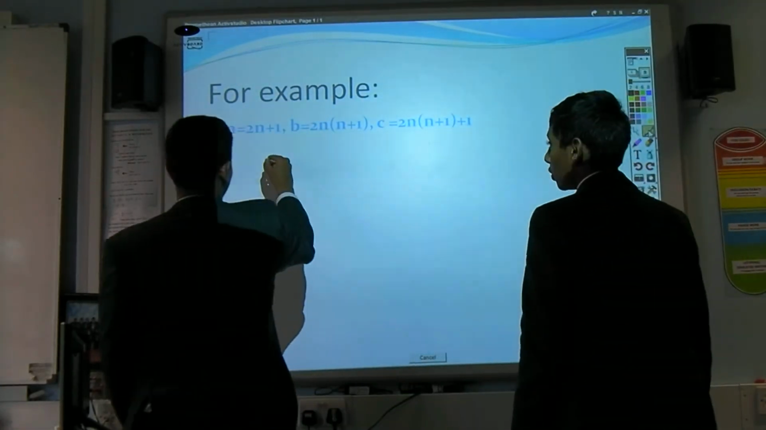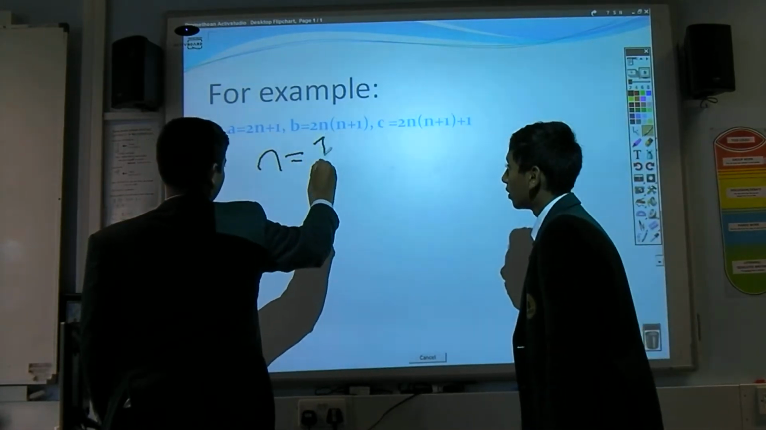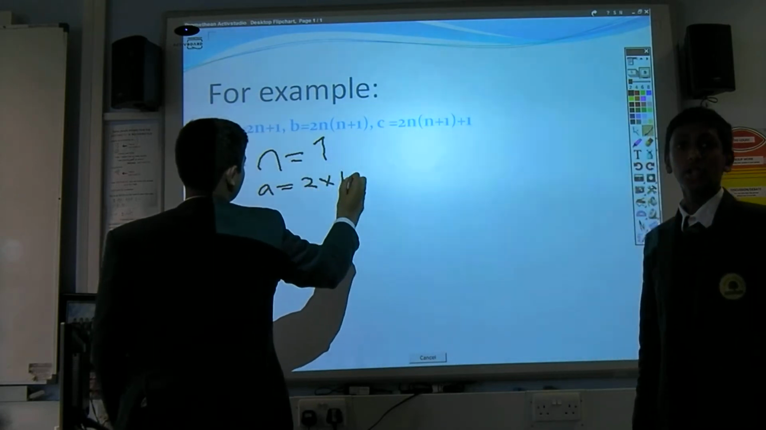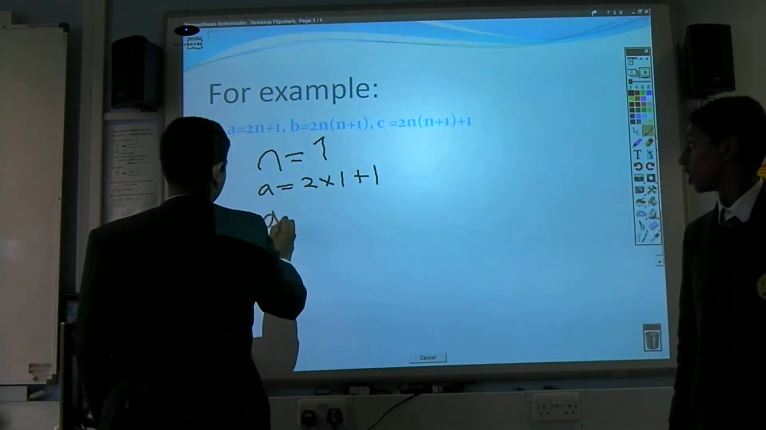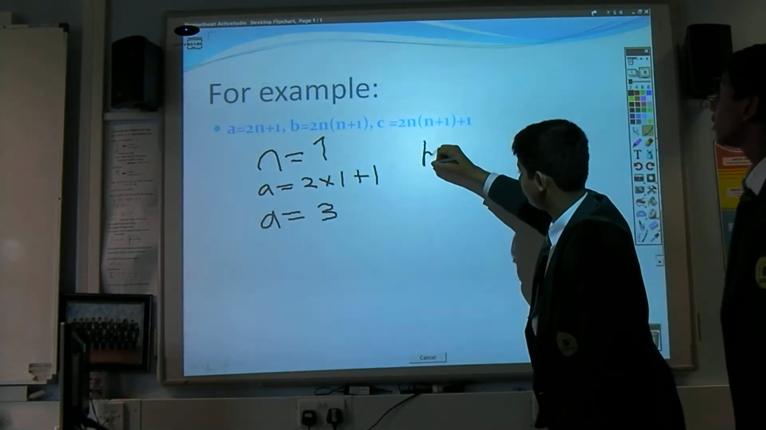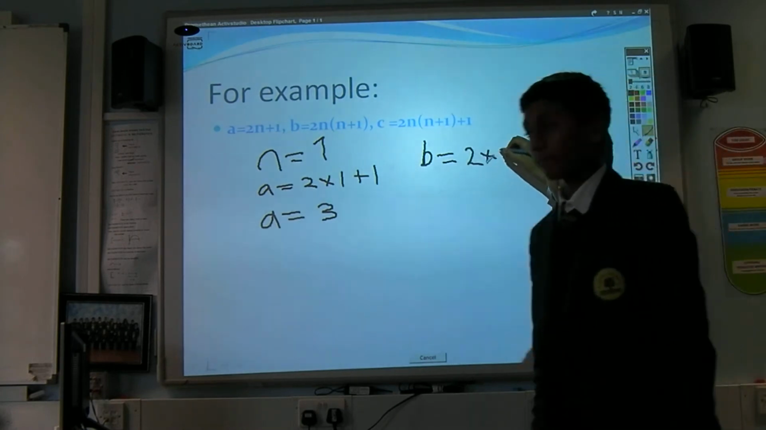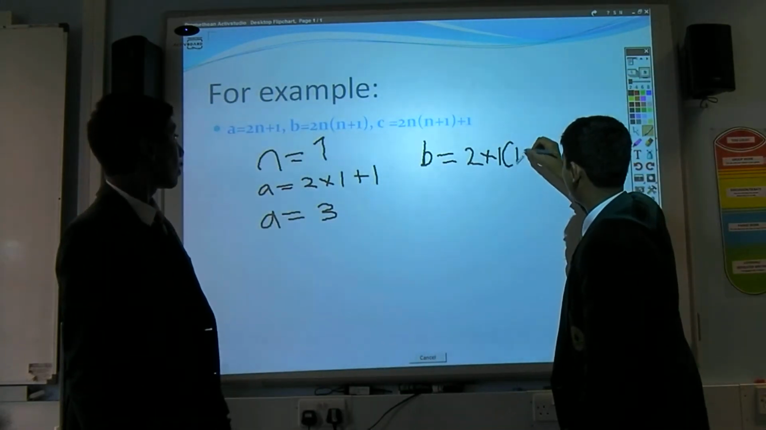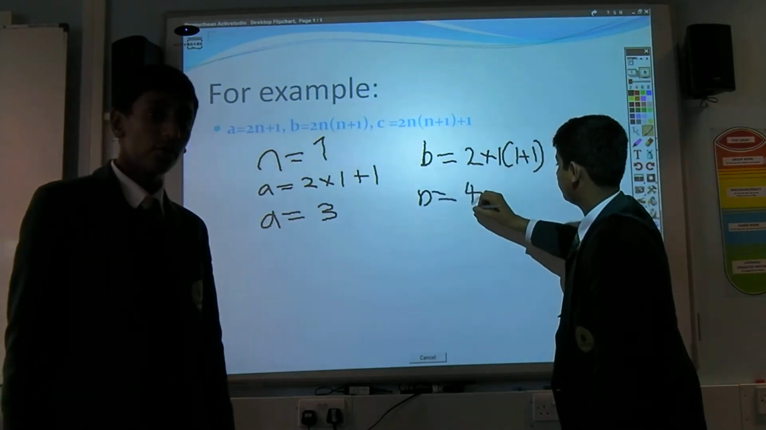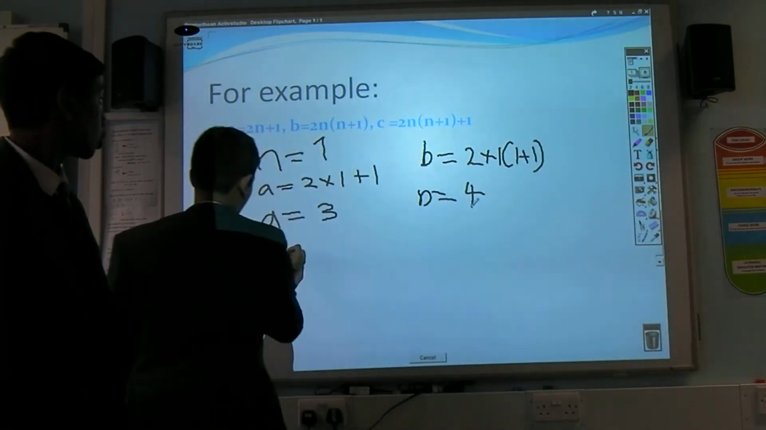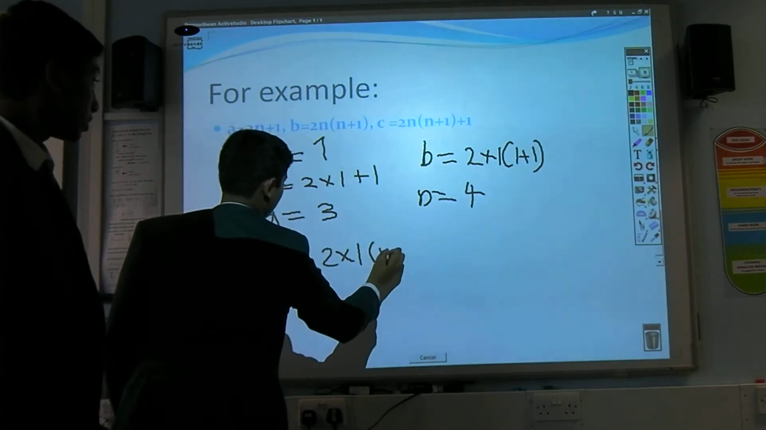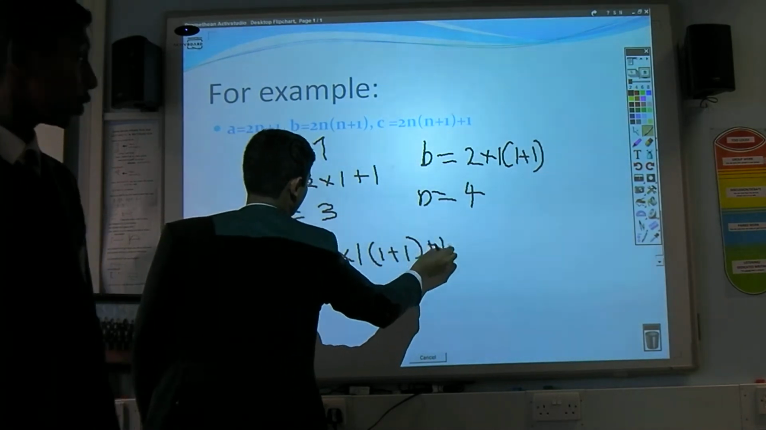So we have chosen n equal to 1. Therefore, a will be 2 times 1, plus 1, which is 3. b would be 2n, 2 times 1, open bracket, 1 plus 1, close bracket, which would be 2 times 2, which is 4. So b equals 4. And c would be 2 times 1, open bracket, 1 plus 1, close bracket, plus 1, which would equal 5.